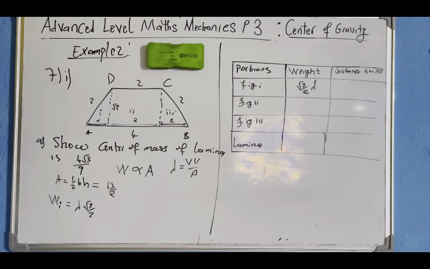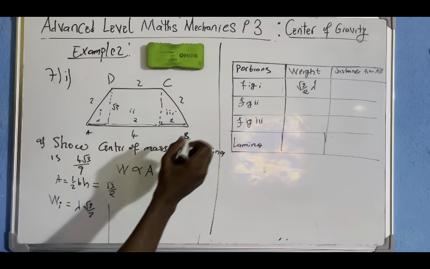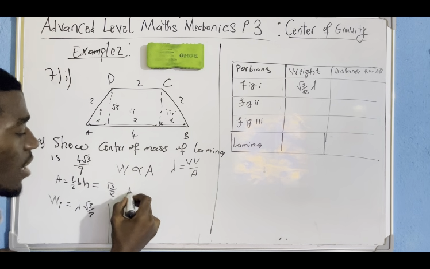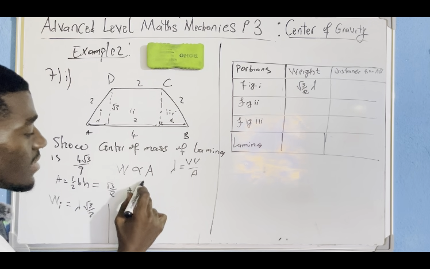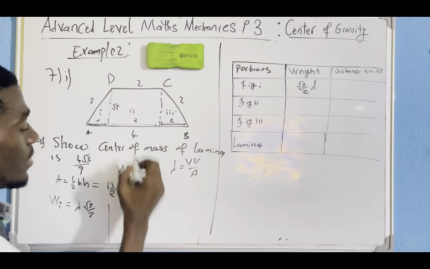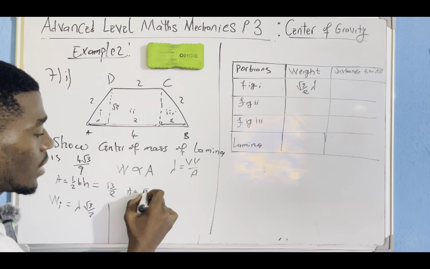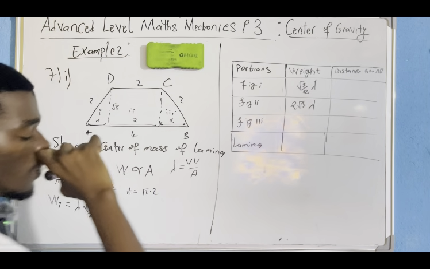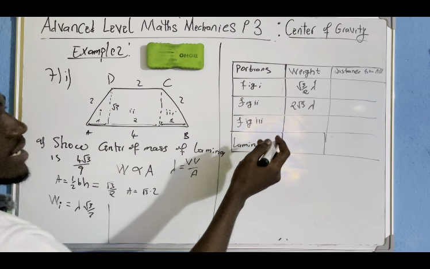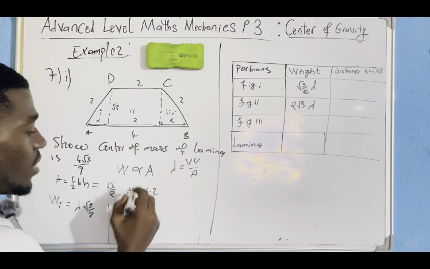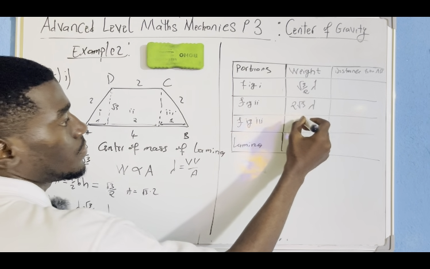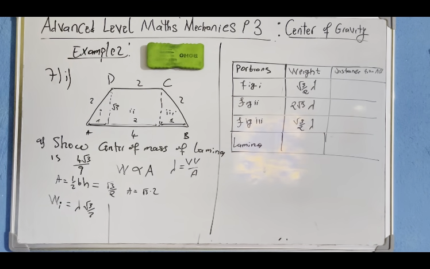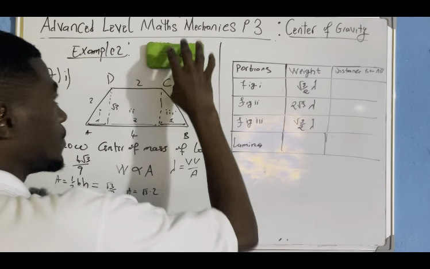I hope it's making sense. Now, for figure 2, I have a rectangle. The area of a rectangle is length times width. Let's say the length is root 3 and the width is 2. So I'll have 2 root 3, without forgetting my lambda because it's the weight. Then figure 3 is still half base times height, so it will still be root 3 all over 2 lambda. So that is all about the weight, as simple as that.